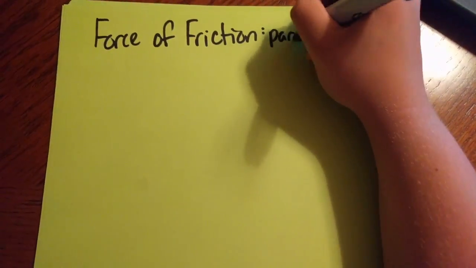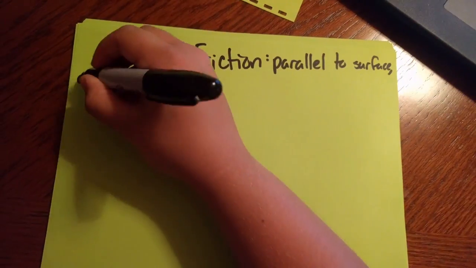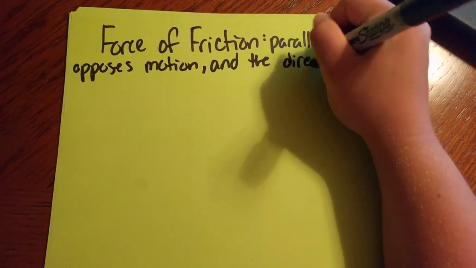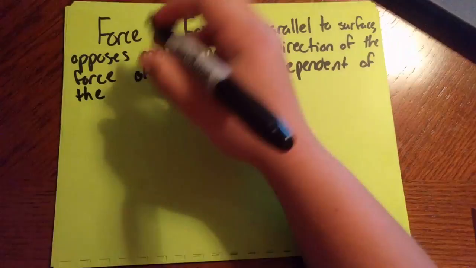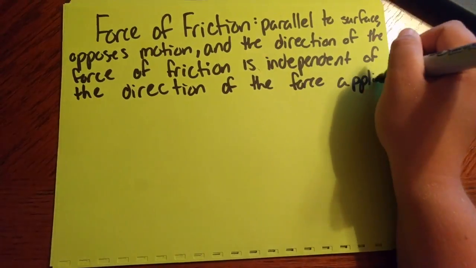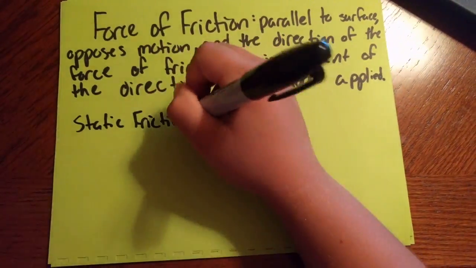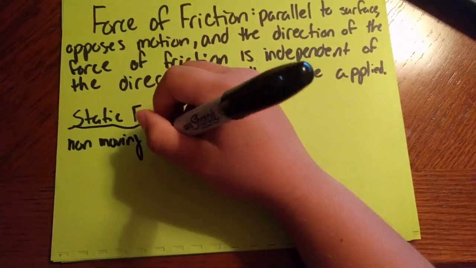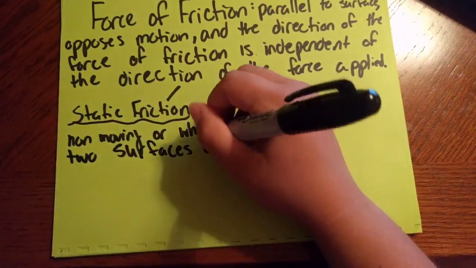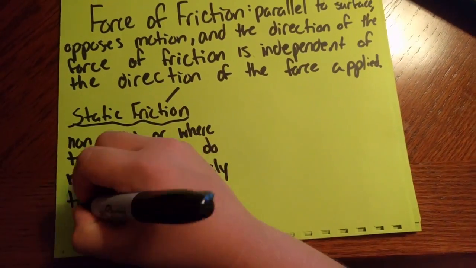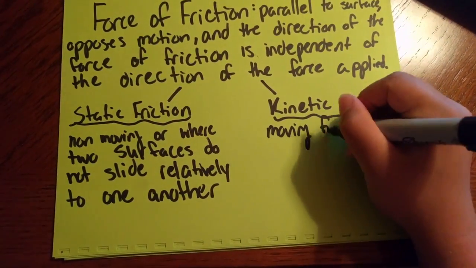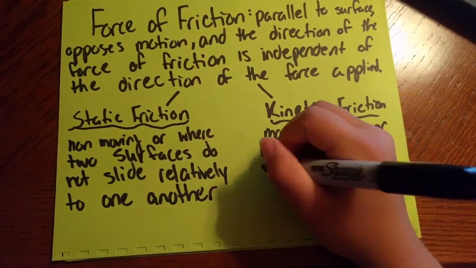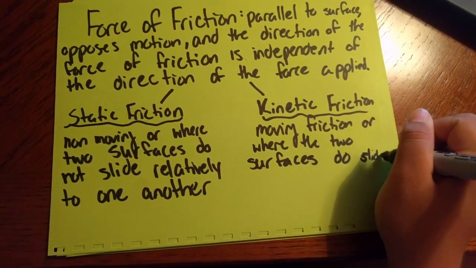The force of friction is defined as being parallel to the surface. It opposes motion, and the direction of the force of friction is independent of the direction of the force with which it's applied. Now, that can also be broken down into static friction, which is non-moving, or where two surfaces do not slide relative to one another. The other way it can be broken down is into kinetic friction, which is moving friction, or where the two surfaces do slide relative to one another.